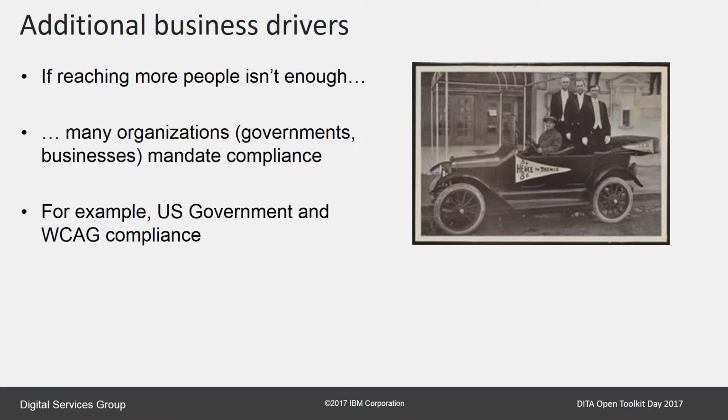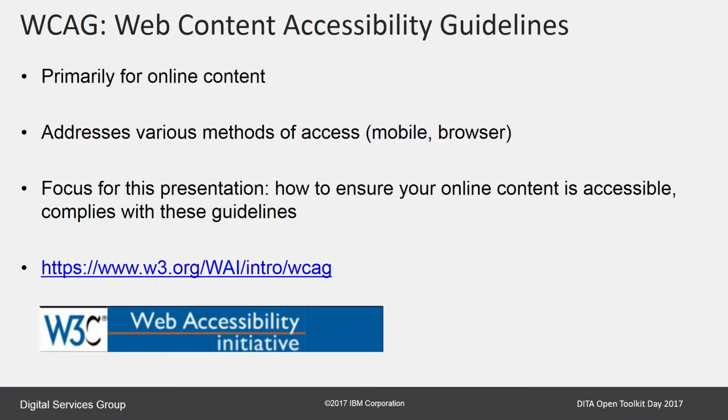But that's important. Other business drivers for worrying about accessibility, well, if reaching people isn't enough, often your government requires it. There are federal government requirements in the US that for companies that don't provide accessible content, they just can't have the contracts with the government. That's kind of important. So the focus here is on WCAG, Web Content Accessibility Guidelines, which is primarily for online content, trying to ensure that your content is available to everybody who's reading it over the web.